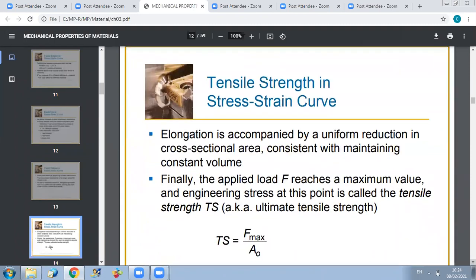Now, tensile strength and the stress-strain curve. In general, along with the elongation, we have a uniform reduction in cross-sectional area consistent with maintaining a constant volume. This will happen until we reach the maximum load. When we reach the maximum force, we will start to have the necking process, in which case the area will not be reduced in a uniform way in the whole specimen, but we will have area reduction just in a small zone, which is the necking zone.